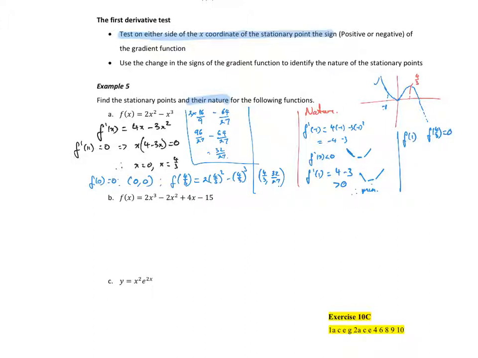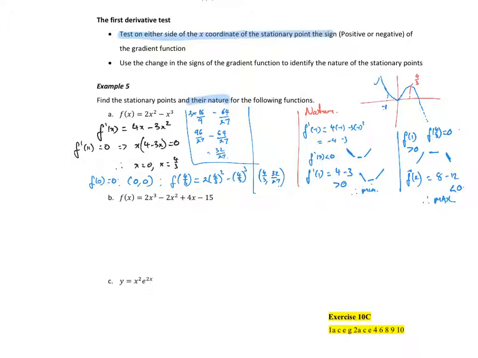If I want to check at 4/3, well, f dash of 4/3 is equal to 0. f dash of 1 I've already checked, and that's greater than 0. So I've got greater than 0, equal to 0. Pick a number greater than 4/3, say just 2, a number that's easy to work with. f dash of 2 is 4 times 2, which is 8, minus 3 times 4, which is 12, which is less than 0. So in other words, I've got a negative gradient, so therefore it's a maximum at that point. All right, so I know the stationary points.